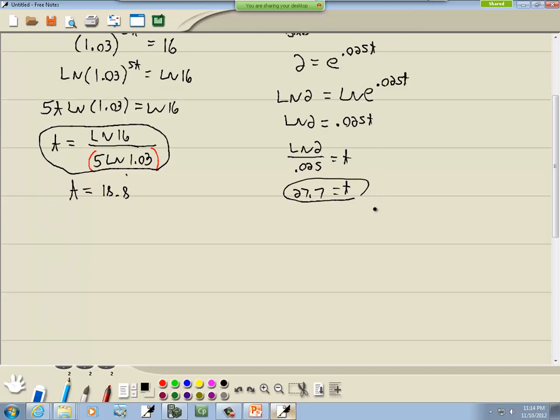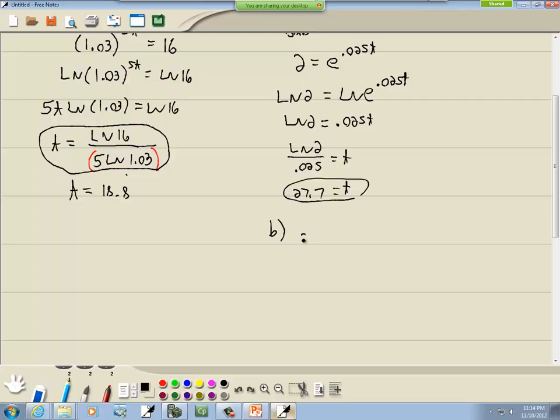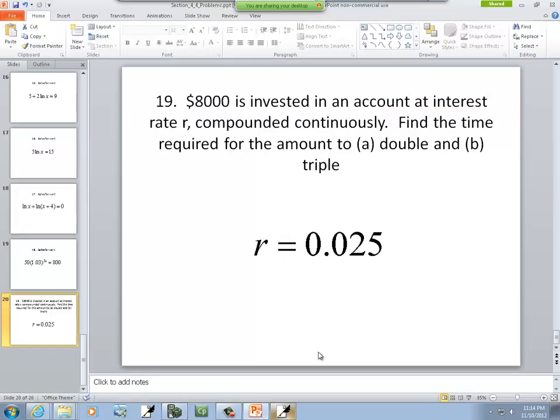Now for B, I think B is triple. Yeah, triple. So instead of a 2 being over here, we'll have a 3. And all the rest of it's the same. So then we'll take natural log of both sides again. And then we've got natural log of 3. And natural log and e cancel away, and you've got 0.025t. Then divide both sides by 0.025, and you've got natural log of 3 divided by 0.025, whatever that gives you.